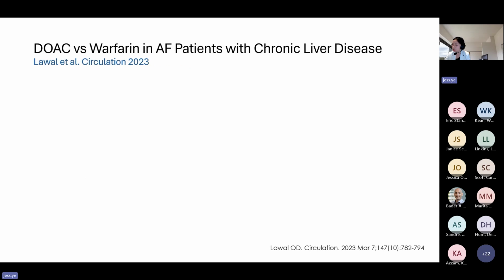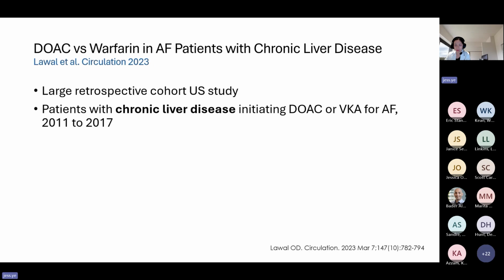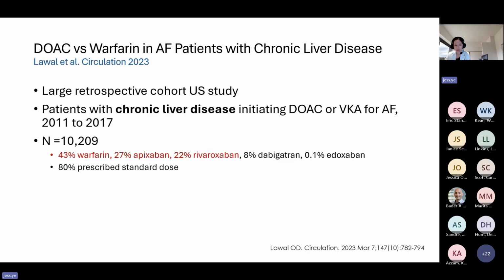I will now share some clinical outcome data comparing DOAC, both individually and as a class, versus warfarin in patients with AFib and chronic liver disease. So this study by Lowell and colleagues was a large retrospective cohort study published in Circulation in 2023. It included patients with chronic liver disease initiating DOAC versus warfarin for atrial fibrillation from the period of 2011 to 2017. The study had 10,000 patients. 43% were prescribed warfarin, 27% apixaban, and 22% rivaroxaban. The other DOACs were used in very small quantity.